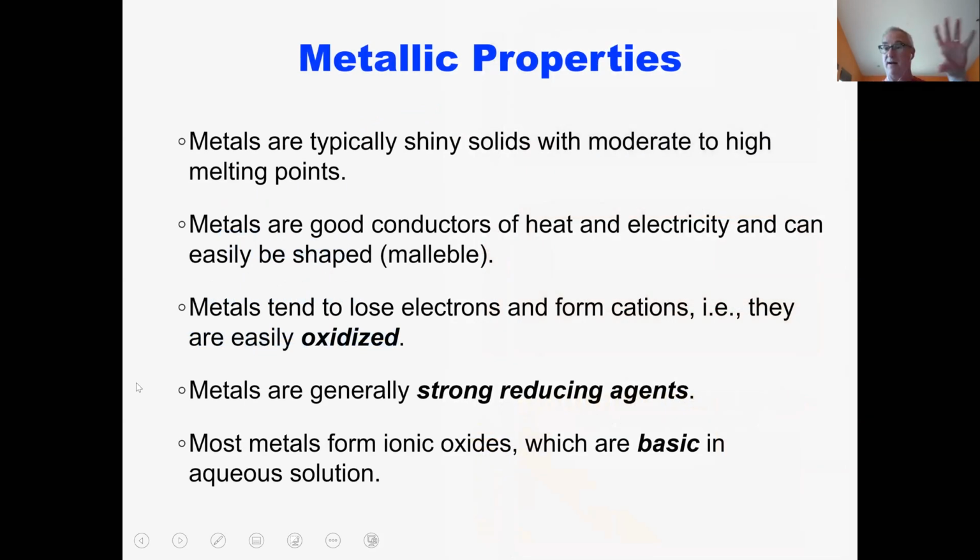So when we look at metals, and we're going to look at metals and nonmetals when we talk about what kind of bonds they form. What do we say metals are? Well, when you think of a metal, you think of something like iron or copper. They're typically shiny solids, and they have relatively high melting points. Some of them melt at low temperatures, like mercury melts below 0, but most have a fairly high melting point.